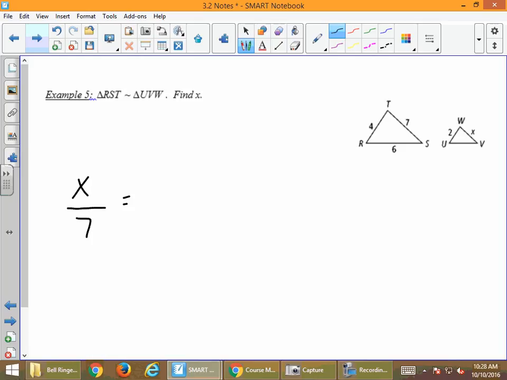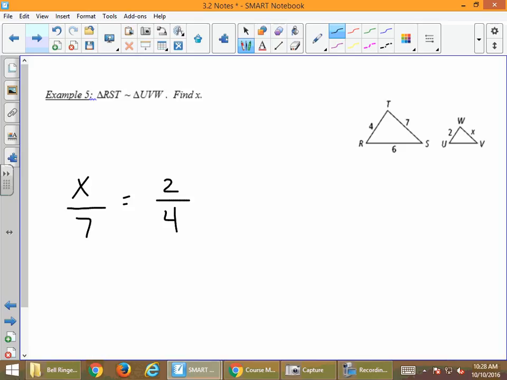Is equal to, well, what's the only other side in this triangle that has a number? 2. That's the one I have to use. This doesn't give me a measurement. I'm not going to use it. I can't. There's nothing there. I have to use 2. Which side matches up with 2? We just set up our proportion and solve.